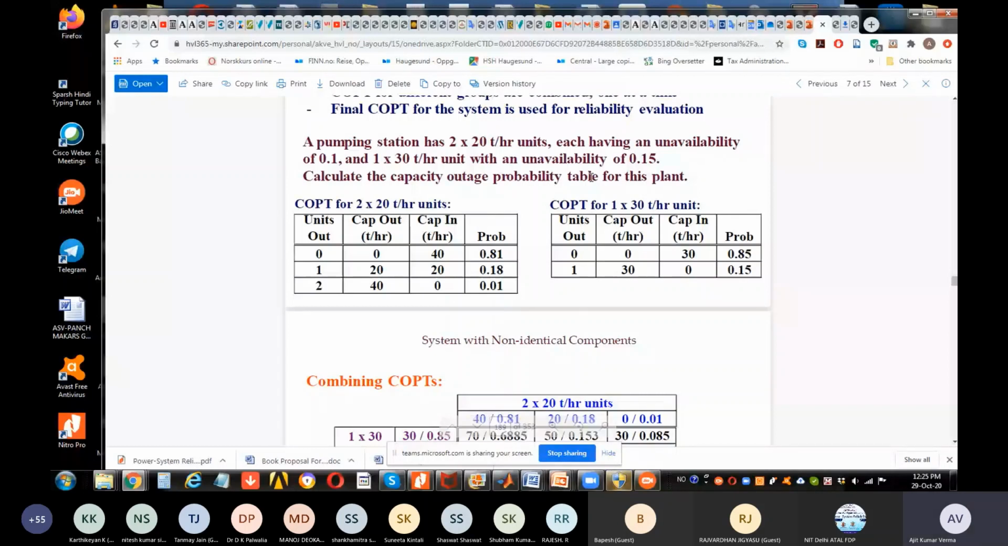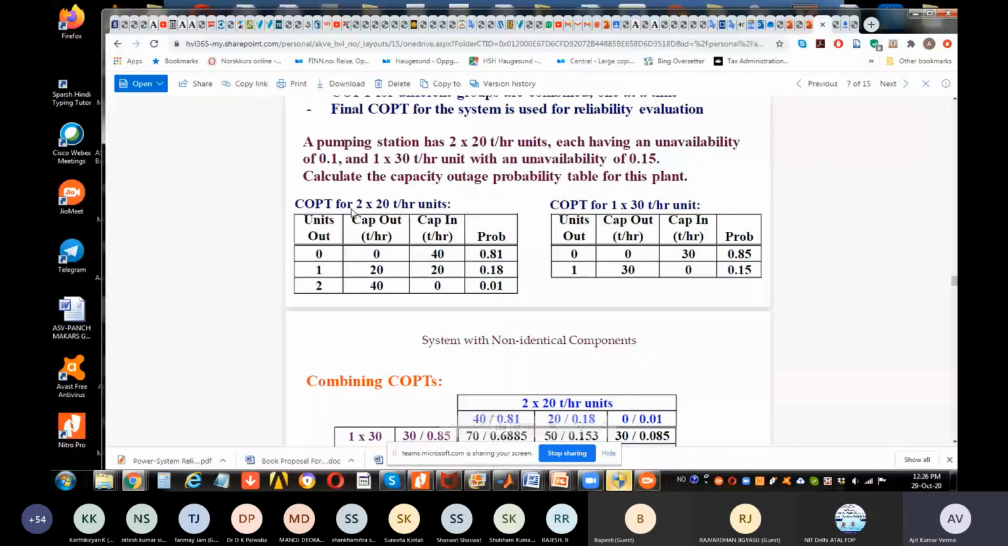So you have 2 into 20 tons per hour. So you can pump either 0 or 20 or 40, depending upon whether it is available or not available. For 40 tons per hour, it is 90% into 90%, since the outage rate is 0.1. So that's 0.81. And 20 has two possibilities. One of them is out, the other is not out. Therefore, 0.9 into 0.1 multiplied by 2, so it's 0.18. For 0, both of them are out, so 0.1 multiplied by 0.1.